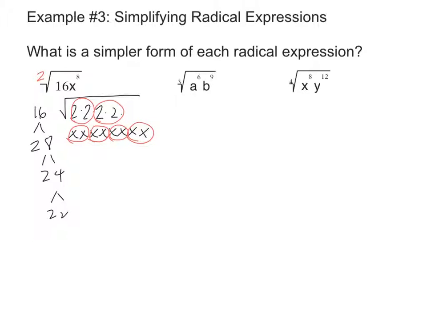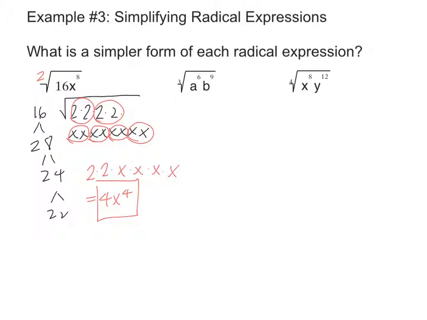Okay, and so our final answer here is going to be 2 times 2 times x times x times x times x, which is 4x to the 4th. And this will actually not be a plus or minus 4 here. It will just be 4x to the 4th.